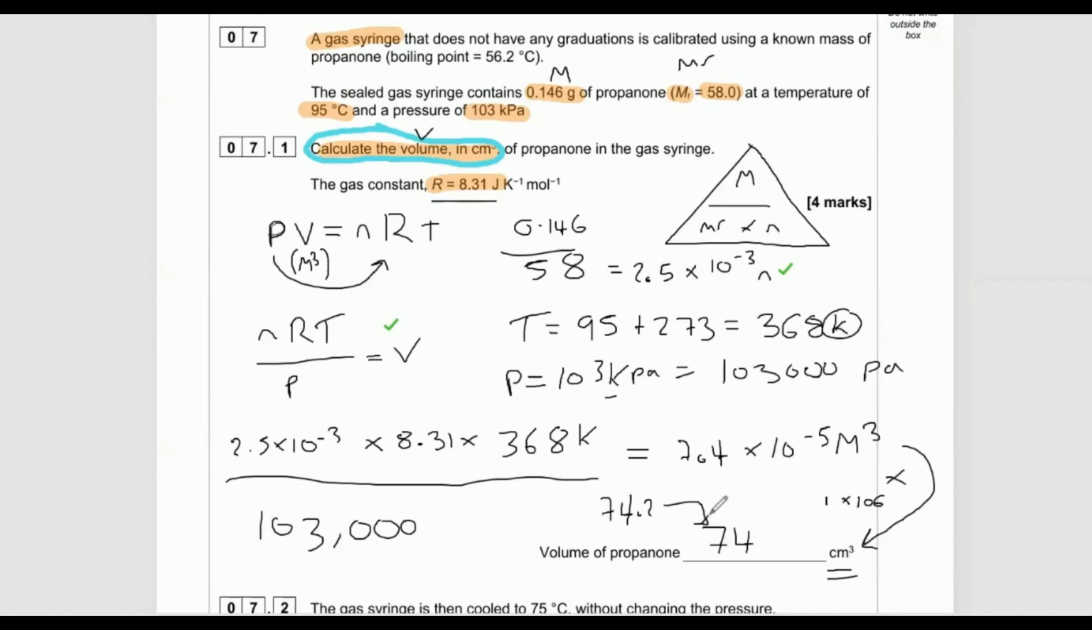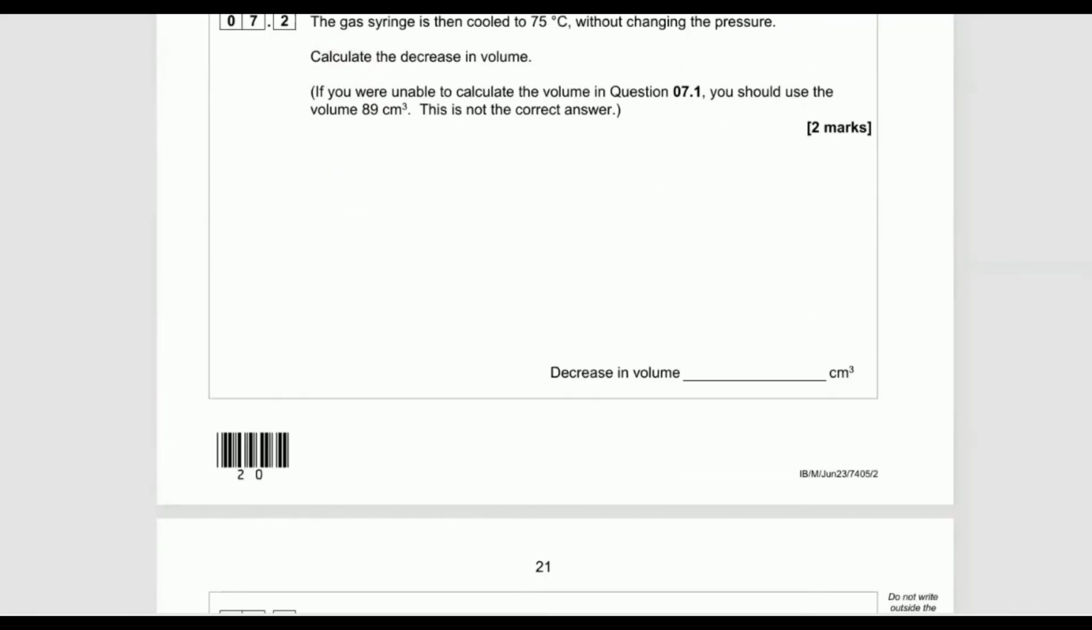Now in my calculator it came out as 74.2, but I'm putting 74 centimeters cubed if you use the rounded numbers throughout. If you don't, you get slightly higher. There'll be some leeway in the mark scheme for that. All right, let's move down to the next question.